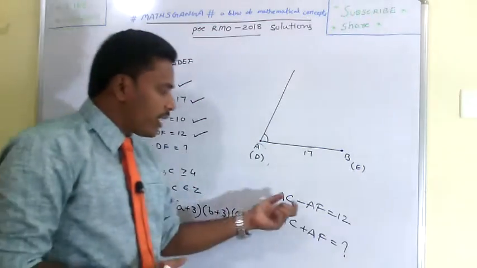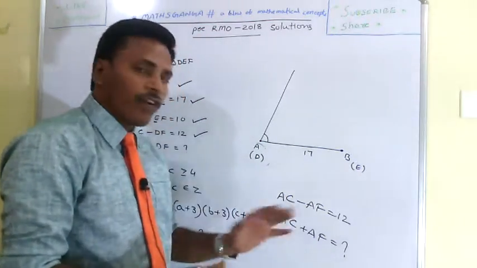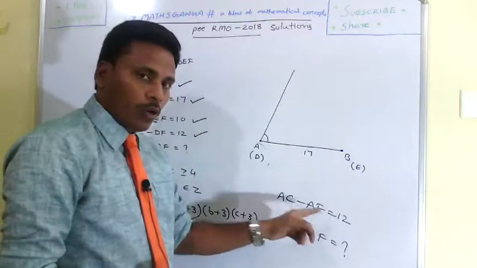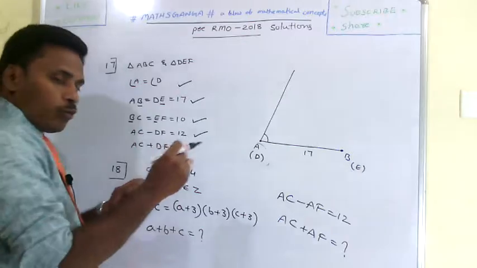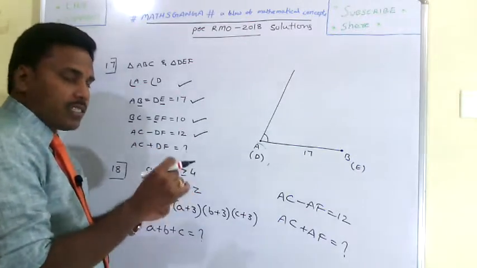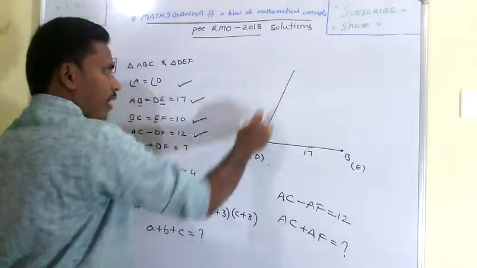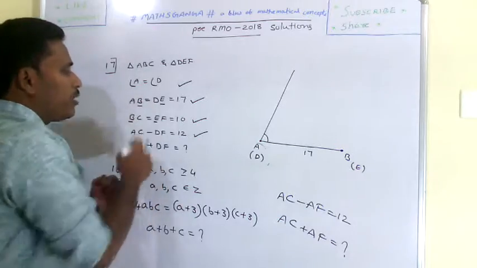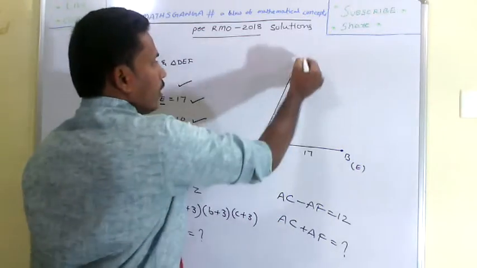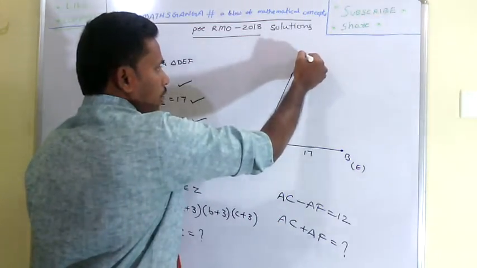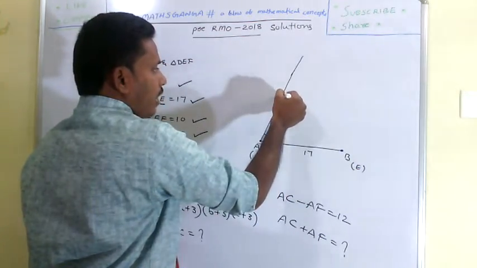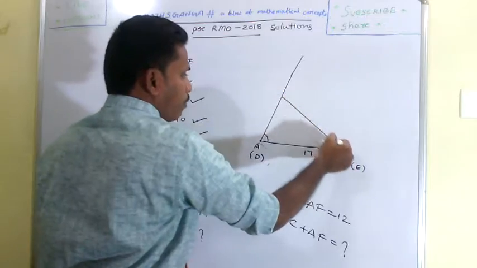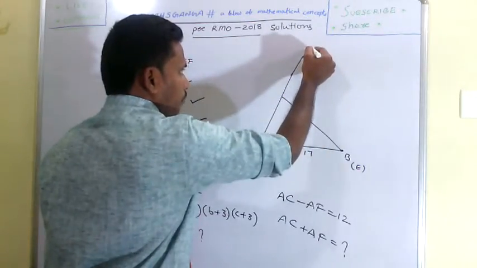Now since AC minus AF is 12, C and F are not equal. If C and F were coincident, then AC minus AF would be 0. So to make two different points C and F on this ray, since BC equals EF equals 10, I am going to draw two lines with the length equal to 10 from this point B.